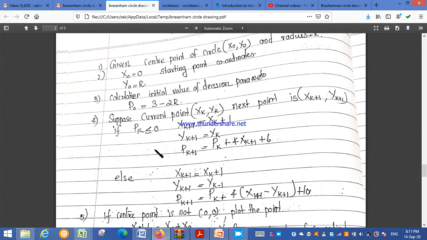And if your pk is greater than 0, then you have to use this formula and plot the point. If the center of the circle is not the origin, then you have to add this x0, y0 to your xk, yk values in order to plot the correct point. Then you have to find the other 7 octants following the 8-way symmetry property of the circle, and repeat this process until the x value reaches the y value.